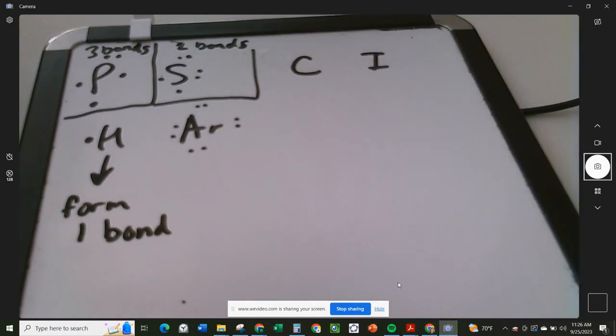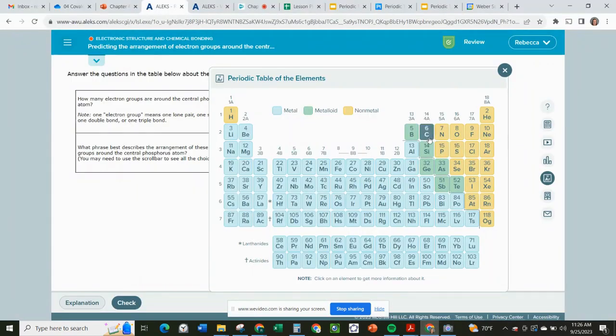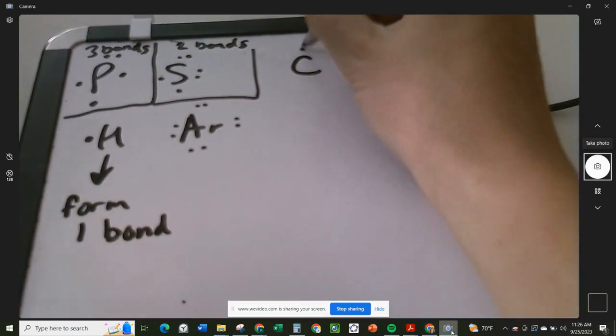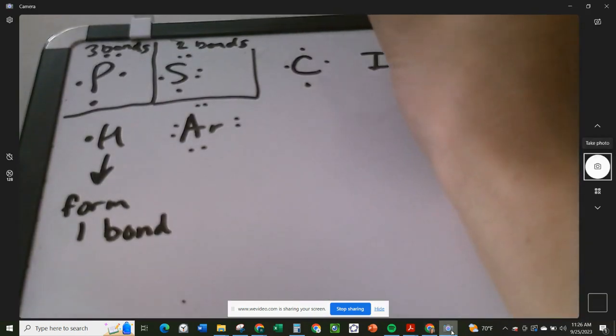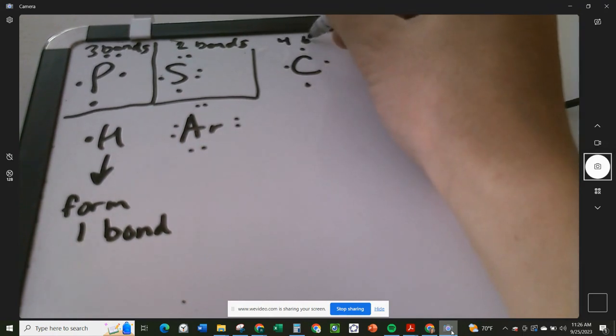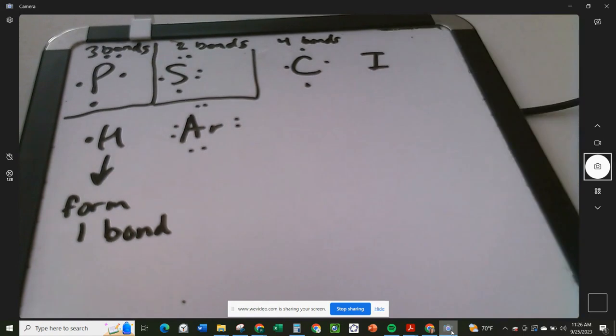Carbon, where is carbon? It's here. It's in the 4A column, or column 14. So it wants to form 4. Oh, it has 4 valence electrons. So let's go back to our 1, 2, 3, 4. And we have 4 lone electrons, so we want to form 4 bonds. Generally, carbon wants to form 4 different bonds.